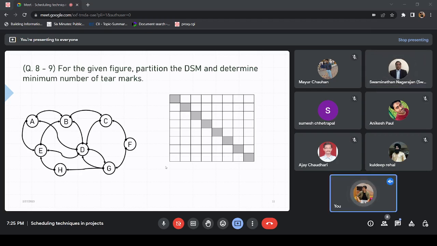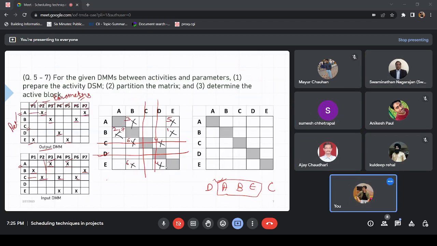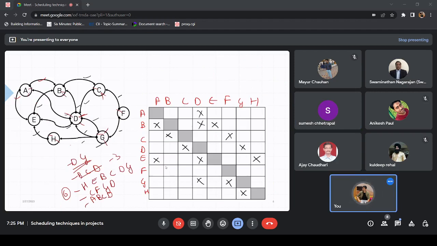Do you guys have pen and paper with you? Would you like to do the partitioning in this case? Yes, sir, we can try. Let me bring you the matrix we made. This one we made. Up to this, we have prepared.